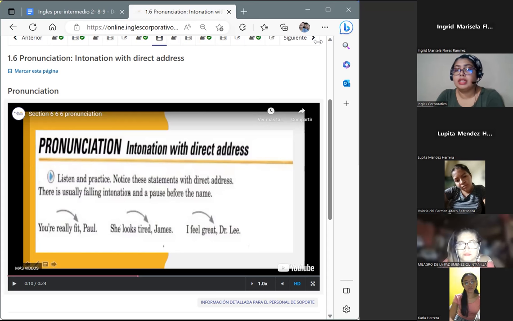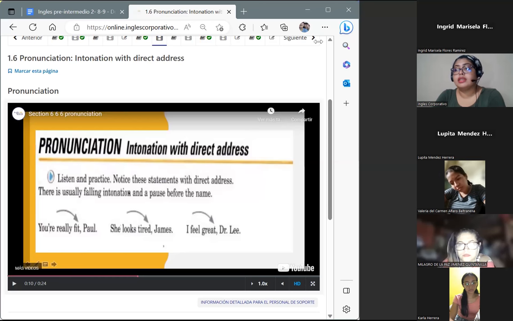But if we practice the different intonation, as I was saying, that we change the tone of the voice when we are speaking with our friends, when we are talking with our family, and also when we are talking with someone that we don't know, it's completely different.